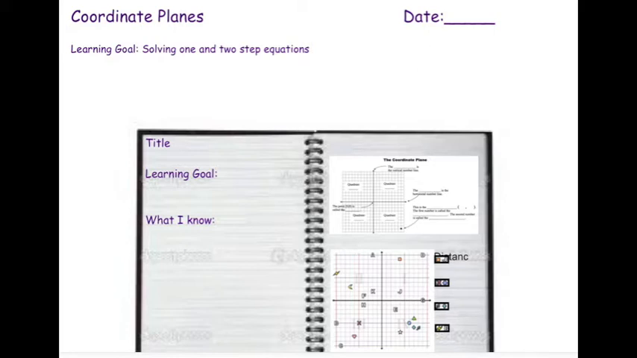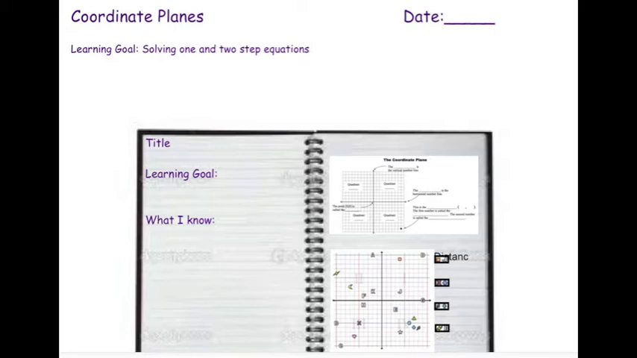Hey everyone, today we're going to talk about coordinate planes and we're going to look at solving one and two-step equations, but mostly we're really focusing on the distance between 2 points when we're using the absolute value. So you have a couple pieces of your template today, so just double check my notebook and make sure that you're setting up your work the way that it should be.